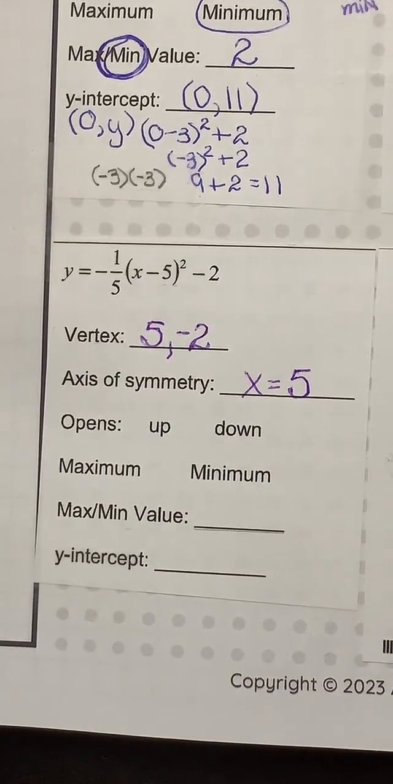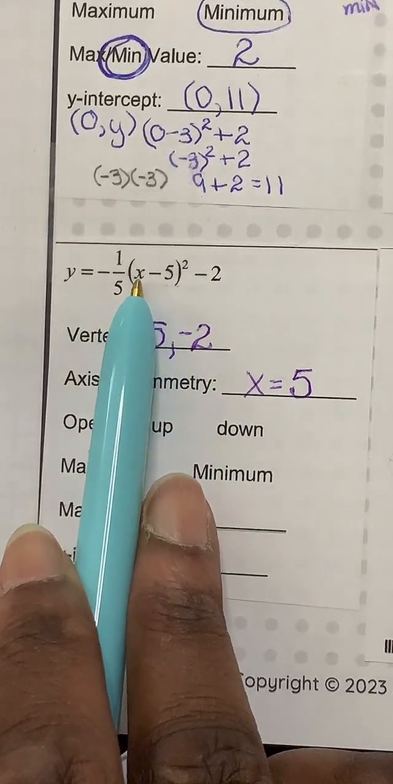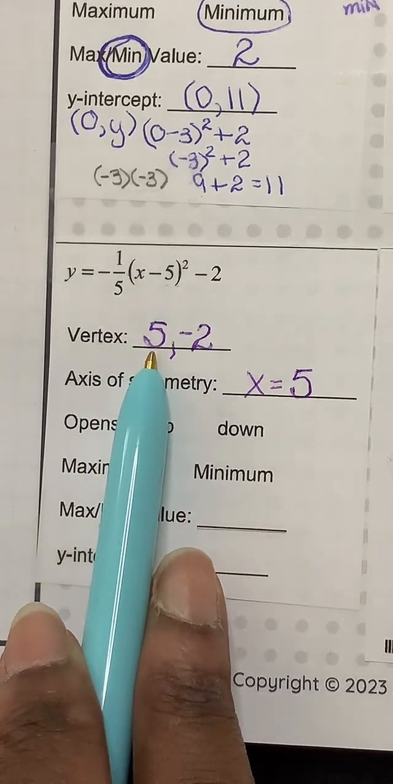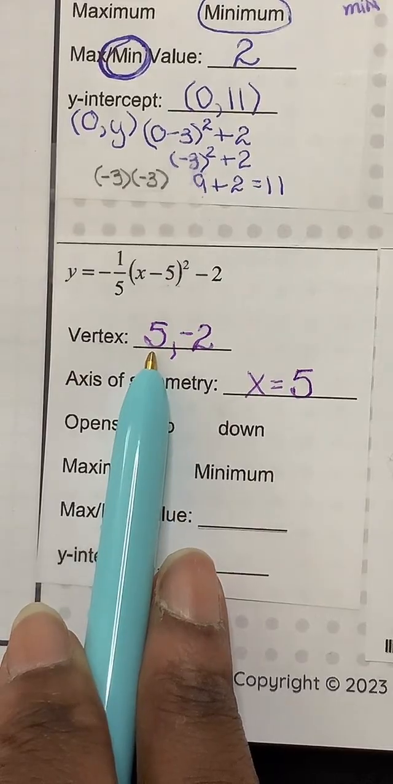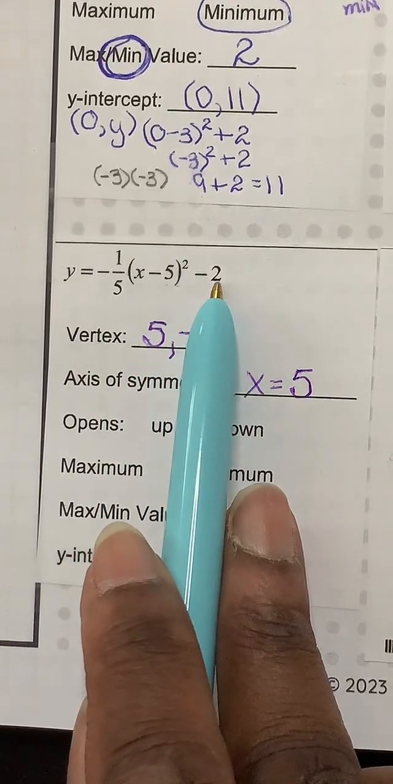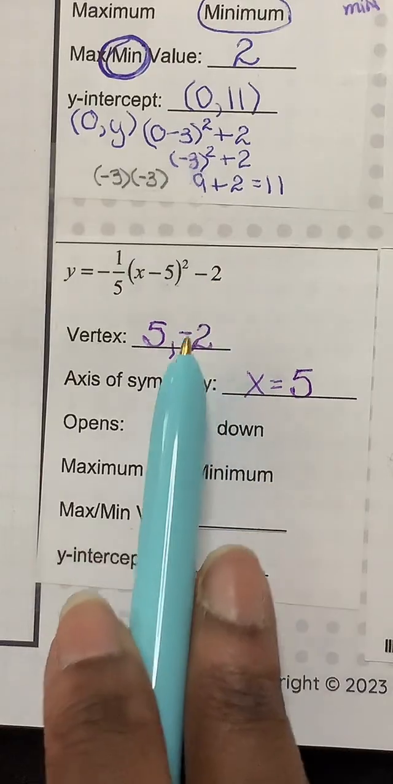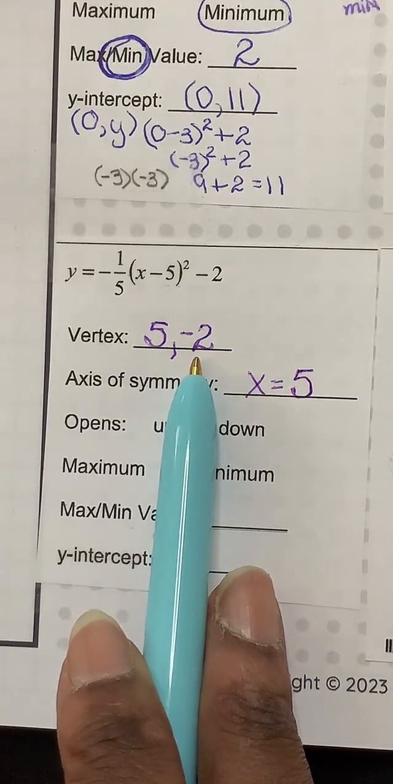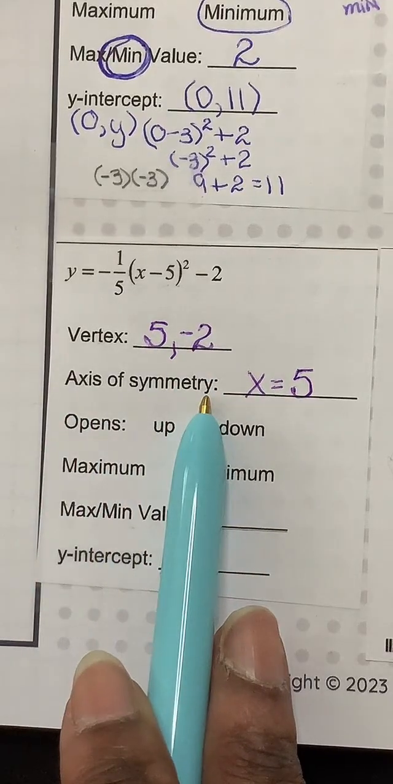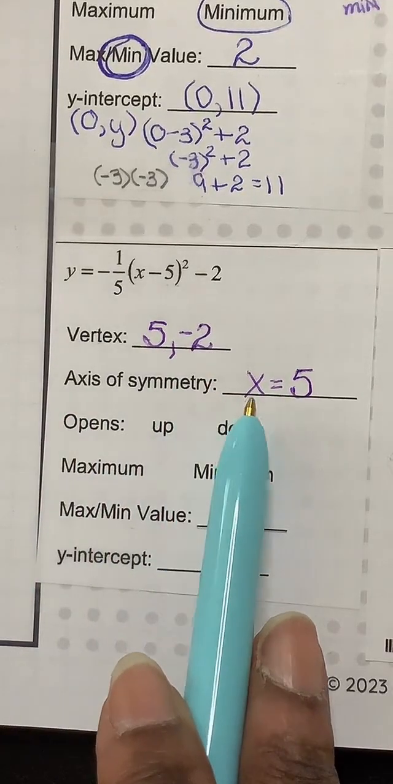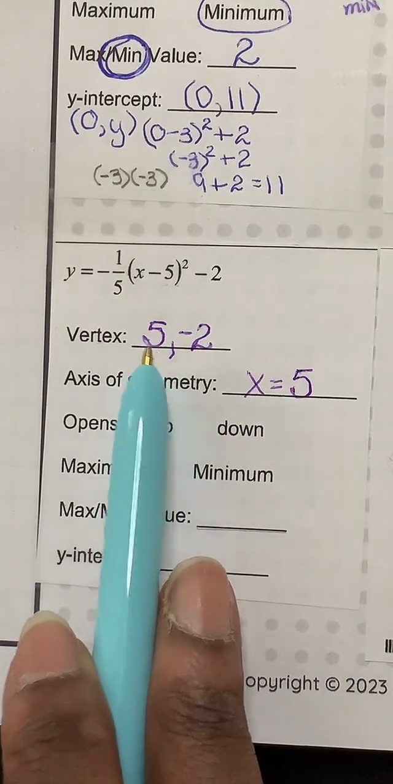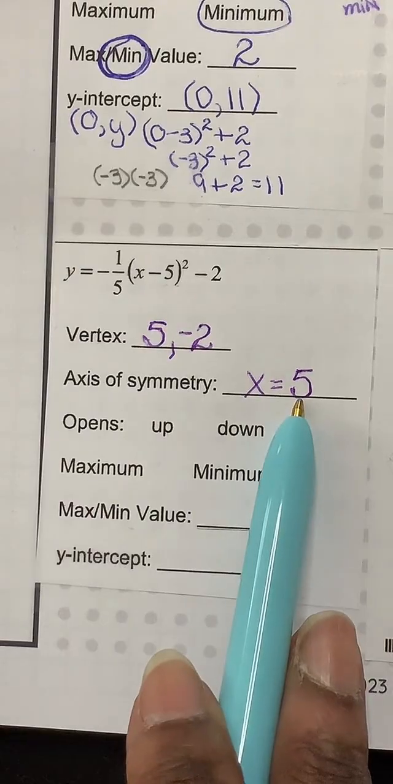All right, okay. So as we see here, inside the parenthesis, we had x minus 5. So that's why it's a positive 5. Then we had a negative 2 for the k. That's why we just brought the negative 2 down. So now your axis of symmetry is always going to be x equals, and it always goes through your x value of your vertex, which is 5.